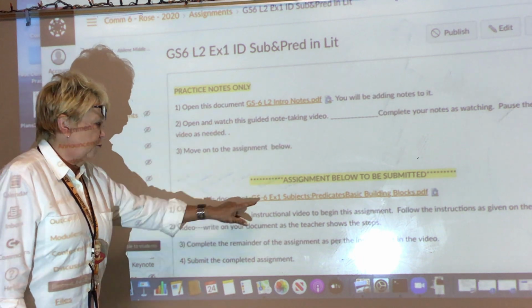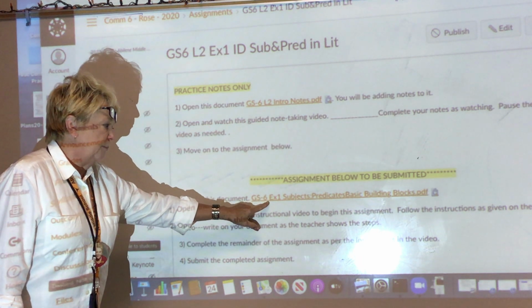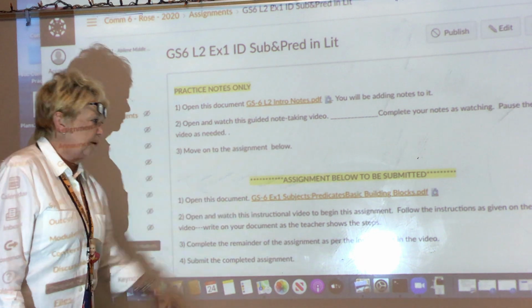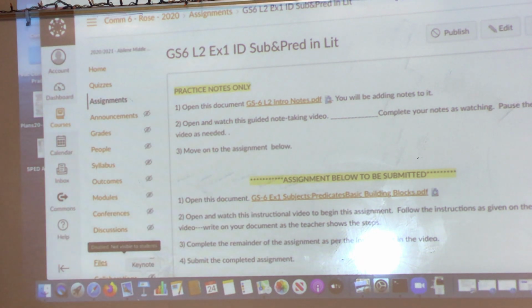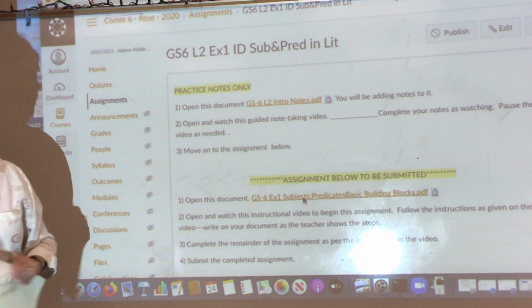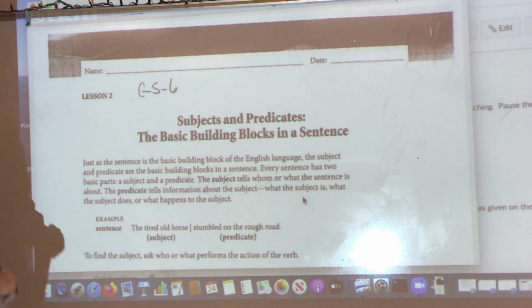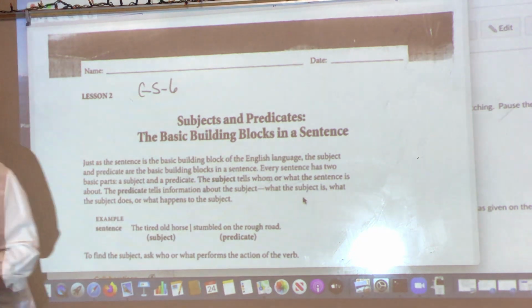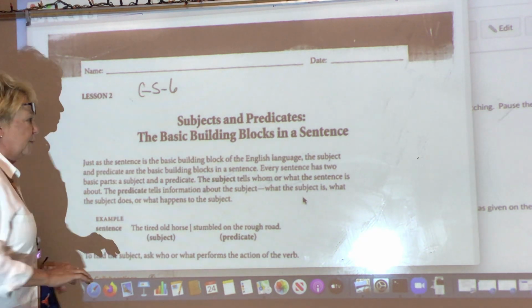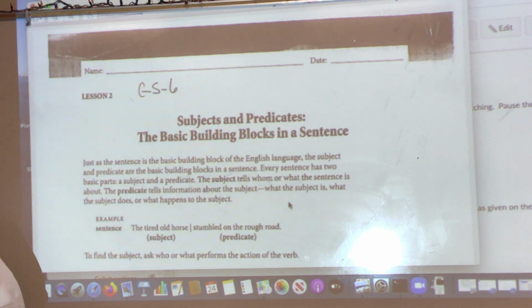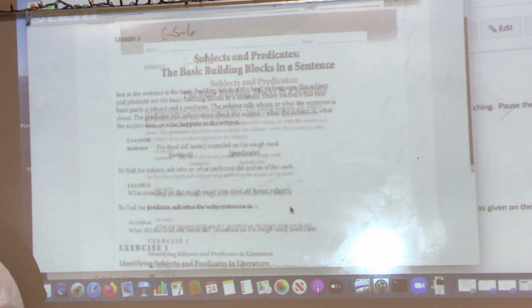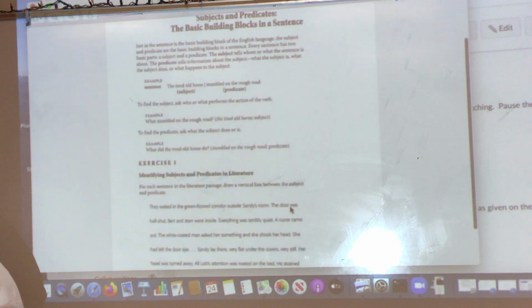So I'm going to have you open up this document, subjects and predicates, basic building blocks, and be ready to go. I will pull mine up here. Now remember, a sentence always just has two parts to it, no matter how big or how small. It's the subjects and the predicates. Let me pull this up so it can be a little bit smaller and we can see it all.